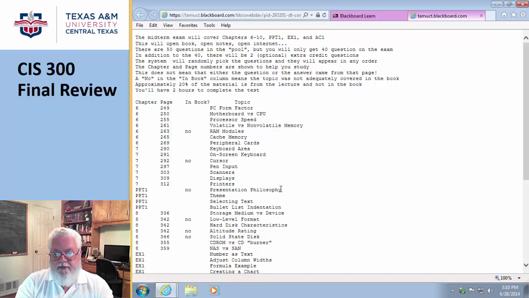Hard disk characteristics, again, not going to be deep in the weeds, but I'm going to be asking you simple things like, hard disks have spinning disks, and a track can have multiple sectors, and faster this means faster that. Those are honest-to-God real characteristics. Anyway, which of the following are true, kind of a thing. Altitude rating. I talked a bit about how traditional hard drives have an altitude rating, and I might ask you why.